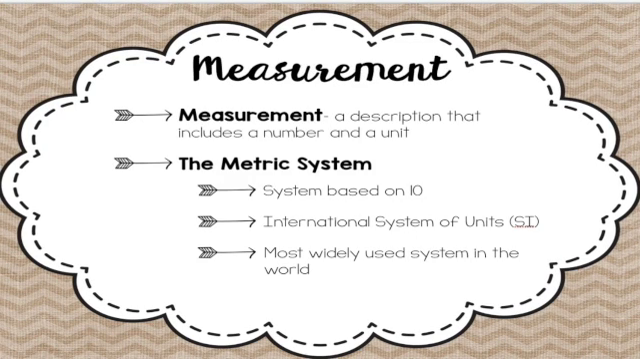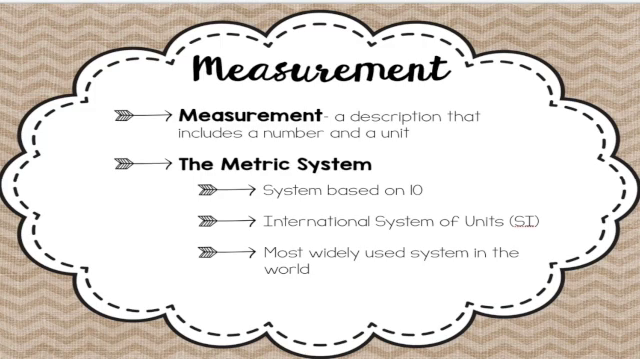All right, measurement. Measurement is a description that includes a number and a unit. So for example, if I have 40 grams, 40 is my number, grams is my unit. We are going to be learning about the metric system. The entire world uses the metric system with the exception of us, the United States, and one other small country. So it's important that we understand how to use the metric system so we can share data across countries.